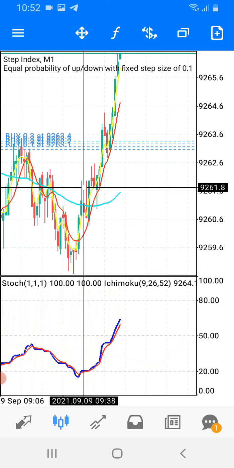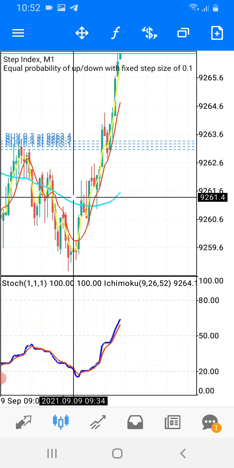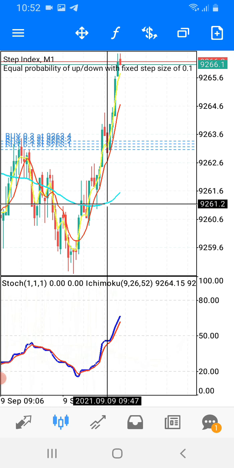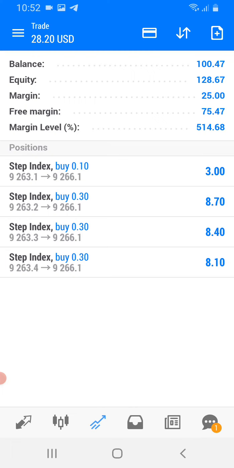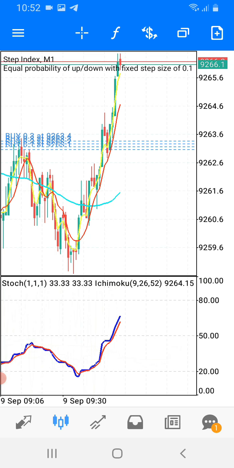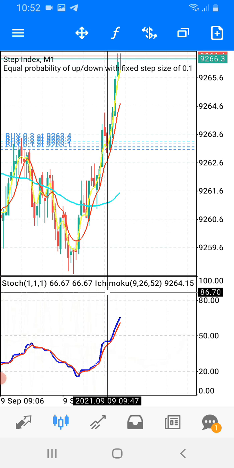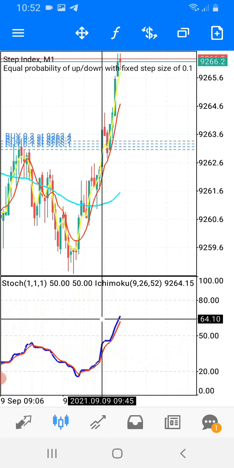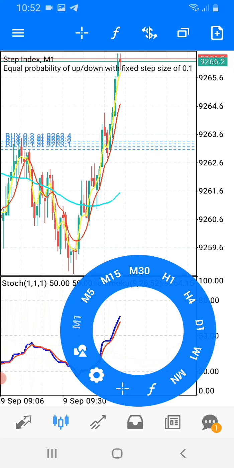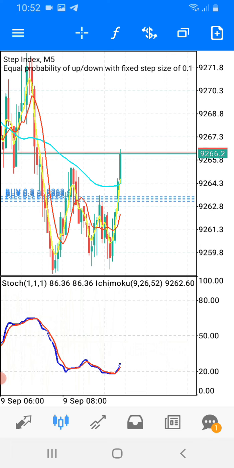Look at the conditions. Remember, I said that the moving average has to cross below the green line. So right now I'll be taking my profit here, and we said take profit the moment it gets to 50 or it gets to the 80 level, the overbought level. Checking the 5 minute time frame, it's still on a buy.